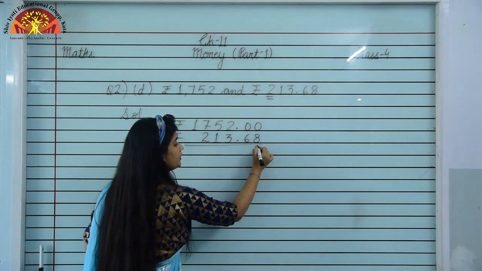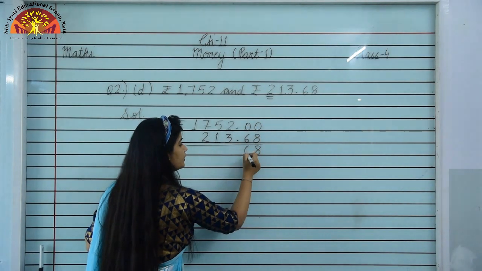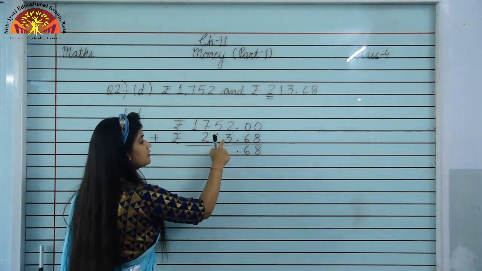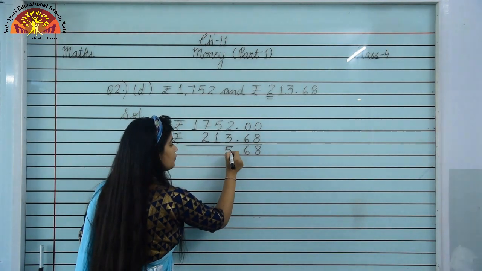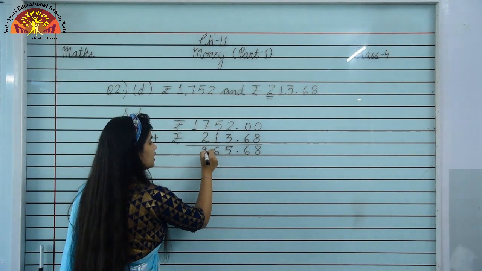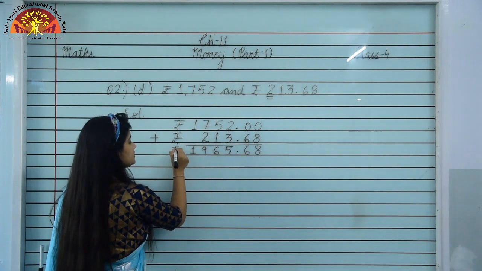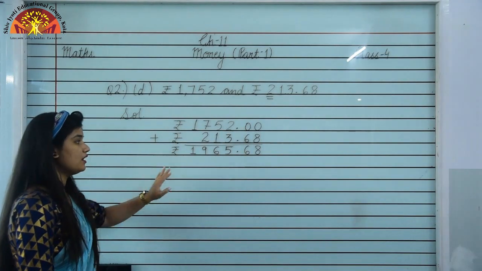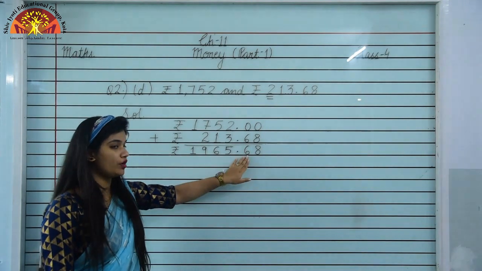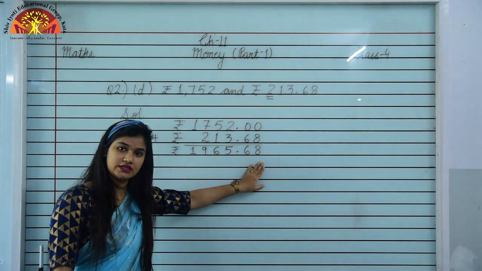8 plus 0 will be 8, 6 plus 0 will be 6, the decimal we will write as it is. 3 plus 2, 5, 5 plus 1, 6, 7 plus 2, 9 and 1 as it is, and the answer is 1965.68. Is it clear, students?